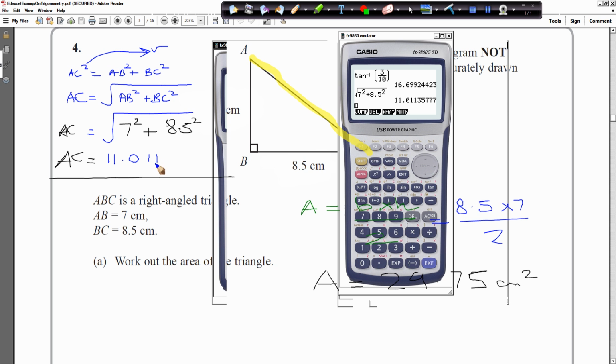11.011, and they said they wanted 2 decimal places. So 2 decimal places will be the answer: 11.01 centimeters. And that's the 2 decimal places. 11.01 centimeters. Done. Nice straightforward question involving Pythagoras theorem and involving just area formula. So that was a nice and easy question there.